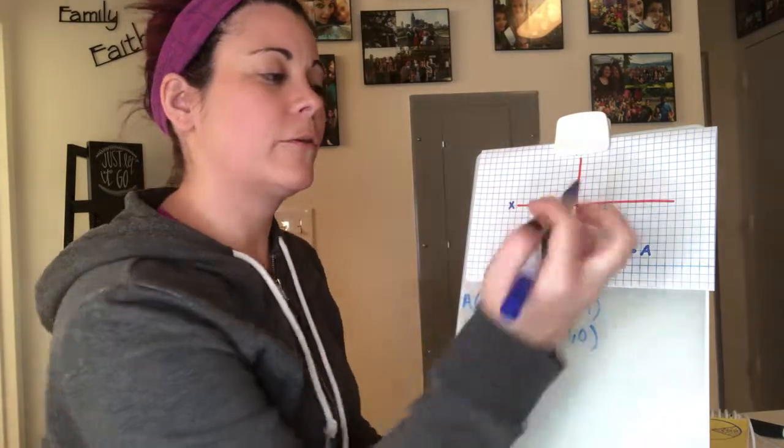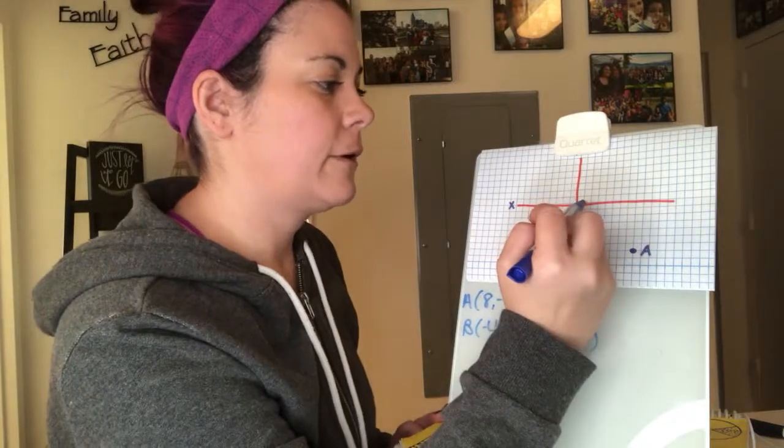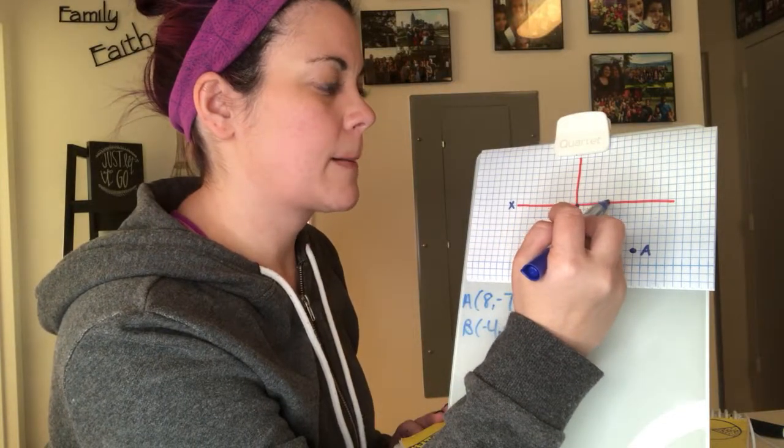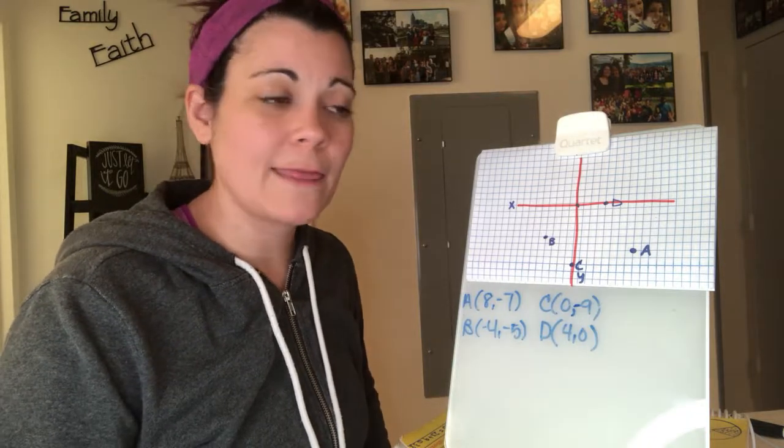And then D is 4, 0. Means we move 4 to the right. And then 0 means we don't move up or down at all. So 4, 0, 1, 2, 3, 4. And so that would be D. And that is how you graph coordinate points. Thank you for watching.